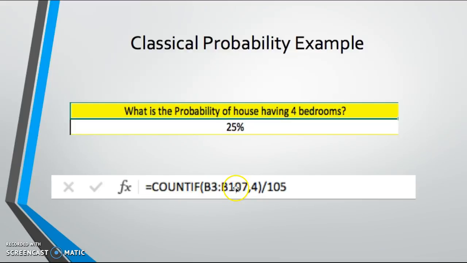Knowing that's in the B category, I selected the cells B3 through B107. Then, comma, I want to filter out what I would like to search for. I'm looking for 4 bedrooms, so I put the number 4. Then lastly, I divided by the total observations within the data set. After using that function, I came to the conclusion that there's a 25% chance of having a house with 4 bedrooms.